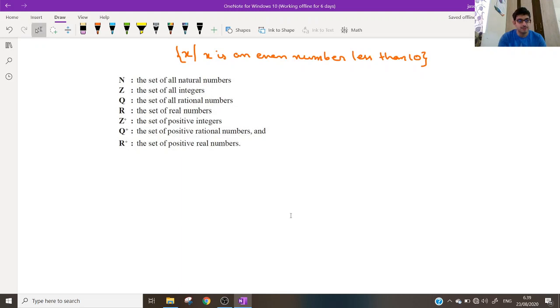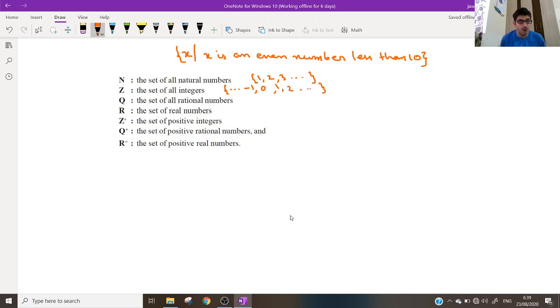Now these are the notations used for sets in a number system. So capital N is the set of all natural numbers, that is 1, 2, 3, etc. Then Z is for the set of integers. The set of integers will involve negative numbers also, so ..., -1, 0, 1, 2, etc.